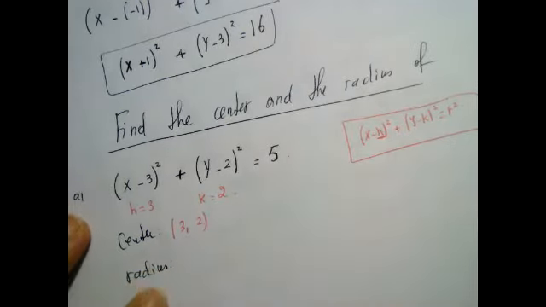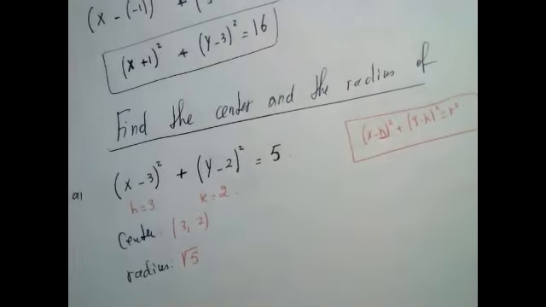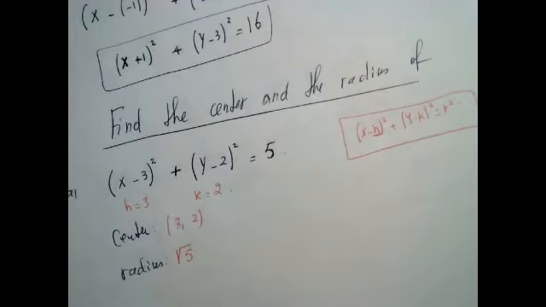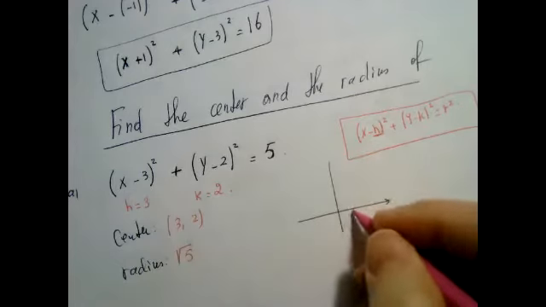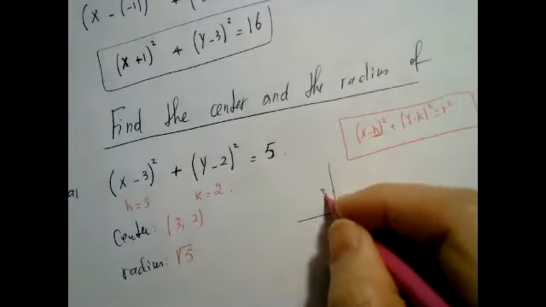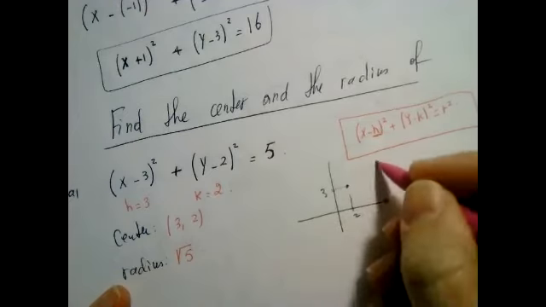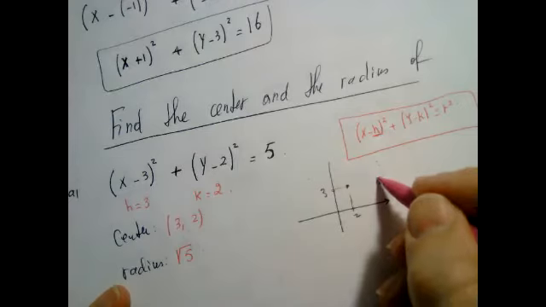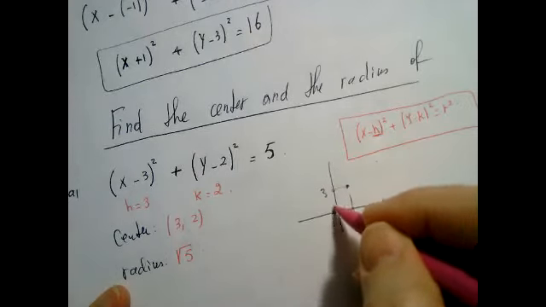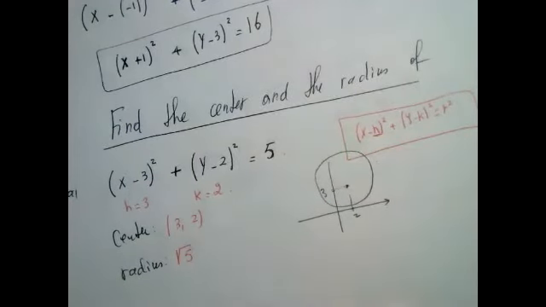So let's not get them backward. And this is the radius squared. It means the radius is the square root of 5. So if I want to sketch the circle, my center is at 3 and 2, so that's the center. And the radius is the square root of 5, which is a little bit more than 2. If this is 2 here, it's going to be a little bit more. So that's going to be somewhere like that. That's going to be my circle.